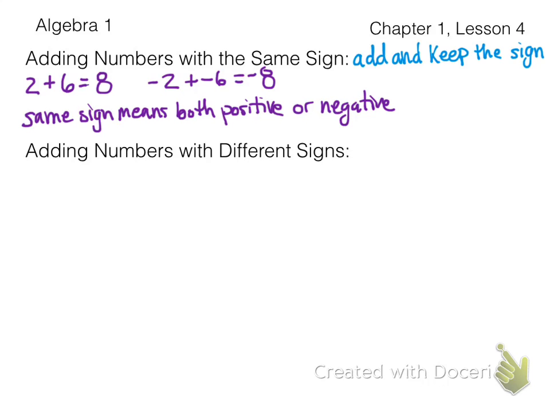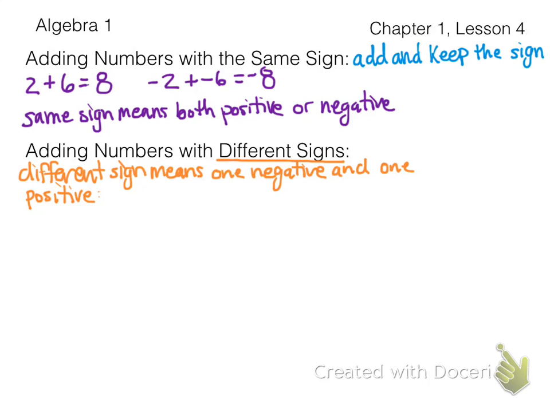So same sign means both positive or both negative. When I'm talking about signs, I'm sorry if I didn't mention that before: a sign is whether a number is positive or negative. The sign on a positive number is usually just nothing, and we just assume the number is positive. But the sign on a negative number has a little negative sign in front of it.